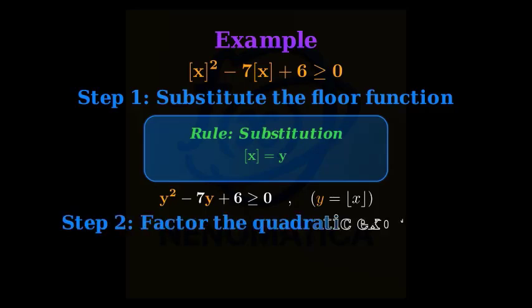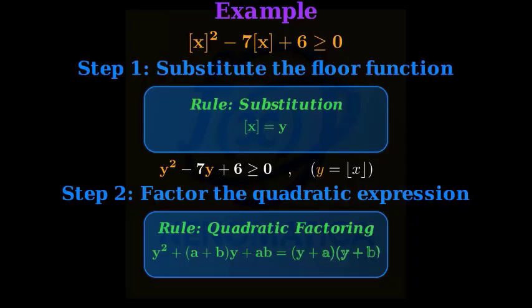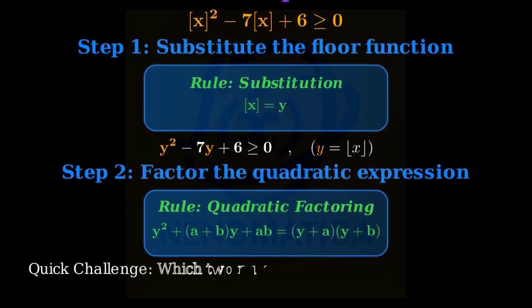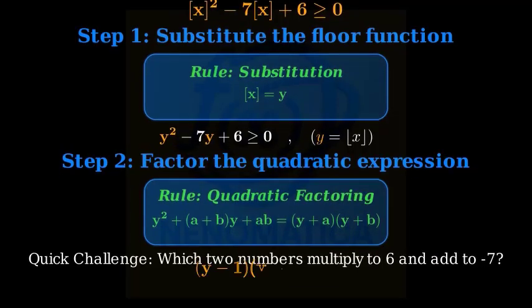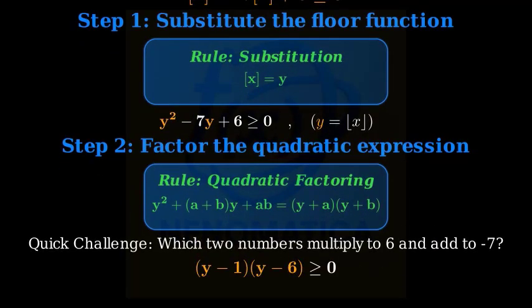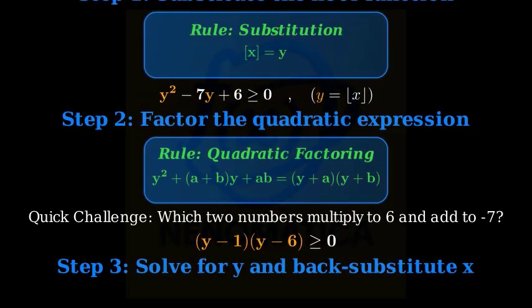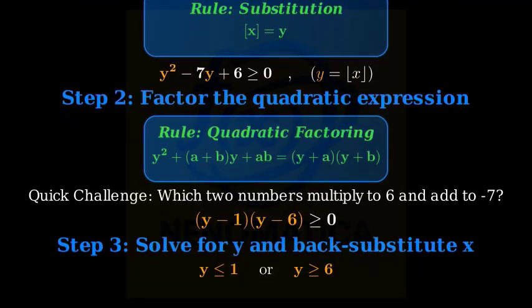Step 2. Factoring. We factor the quadratic. We need two numbers that multiply to 6 and add to -7. They are -1 and -6. So it factors as left parenthesis y minus 1 right parenthesis times left parenthesis y minus 6 right parenthesis is greater than or equal to 0. Step 3. Solve and back substitute. For a product to be non-negative, y must be less than or equal to 1 or greater than or equal to 6. Next, we translate each y condition back to x using floor function properties.